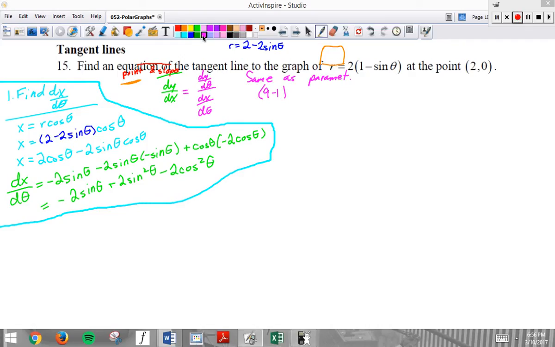Part 2, you may have guessed it already, children, was to find dy d theta. I believe this is more natural. Here we go. y equals r sine theta. Sine. See? Happy, happy, happy. Why are we happy? Because then y equals, remember, r is 2 minus 2 sine theta. So y equals 2 minus 2 sine theta times sine theta.